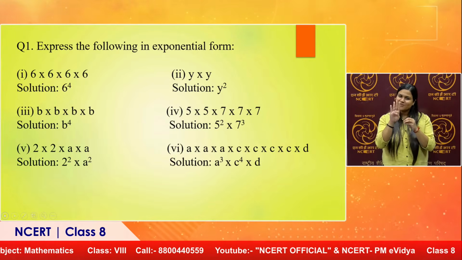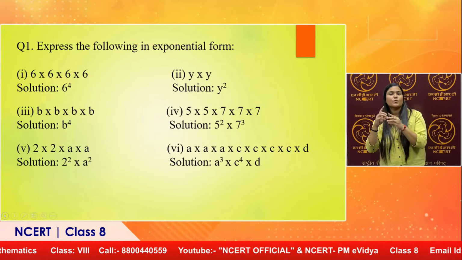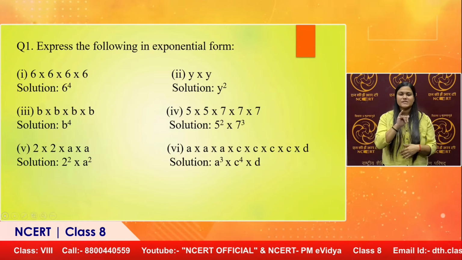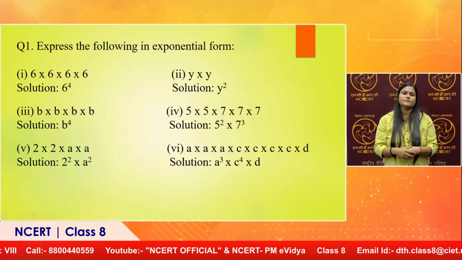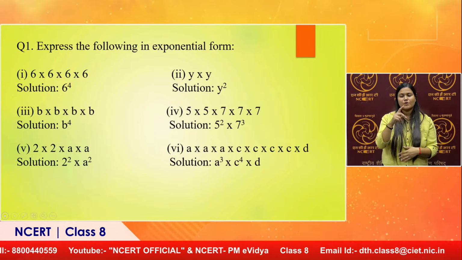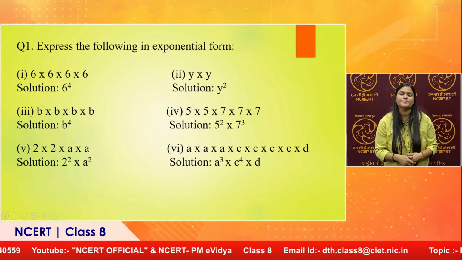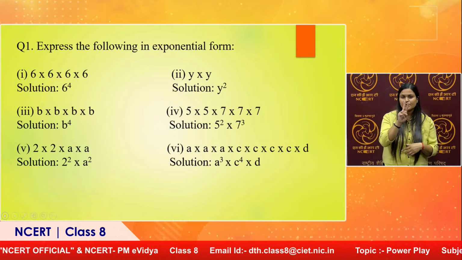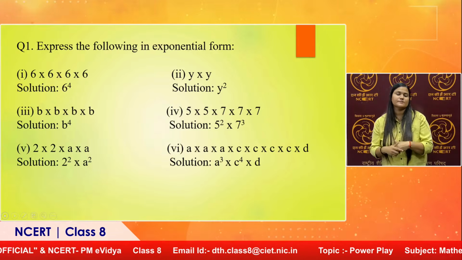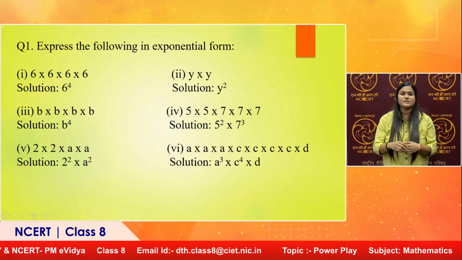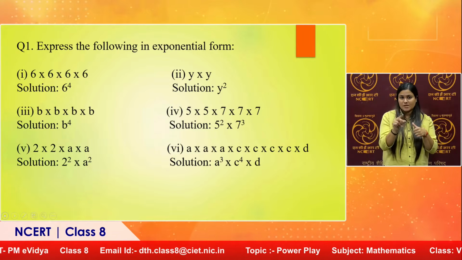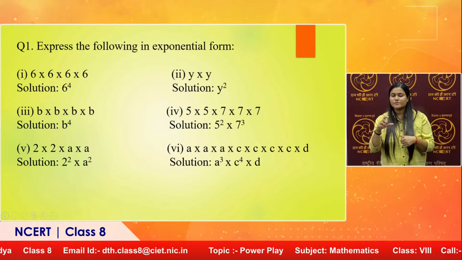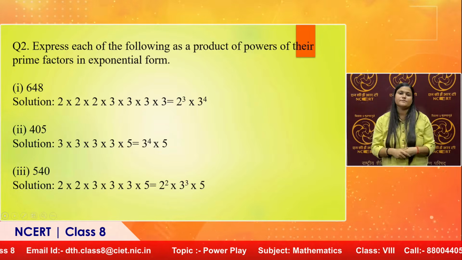Likewise, you see the fourth one, 5 into 5 into 7 into 7 into 7. I can express this as 5 square into 7 cube. I hope it is very simple, children. Yes, ma'am. 2 into 2 into a into a. I can write 2 square into a square. Likewise, we have in the sixth part a 3 times, c 4 times, and d one time. I hope you have followed this. I think it's very easy, ma'am, for our students as well, right? Yes, it's very interesting to differentiate between the two.